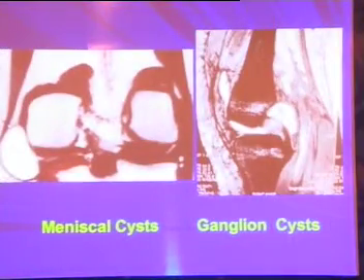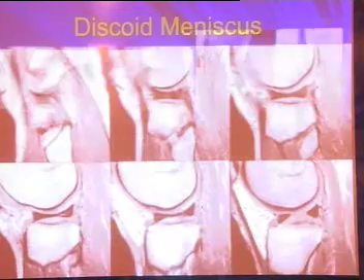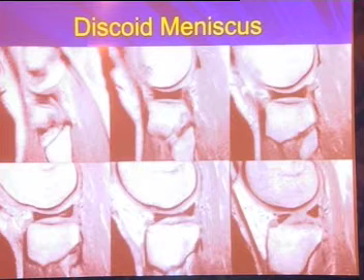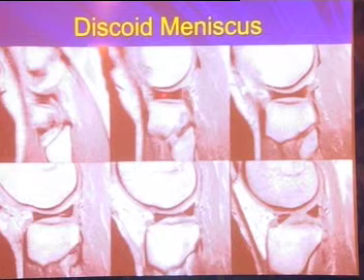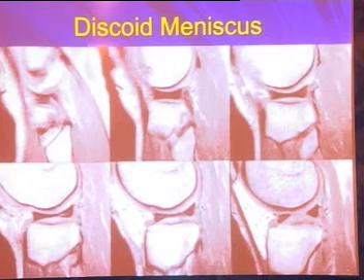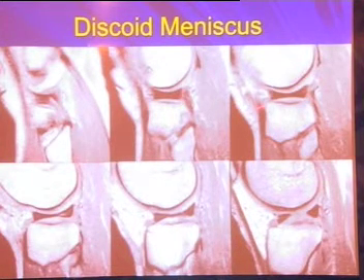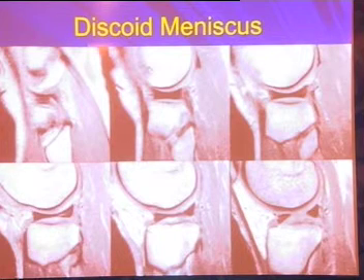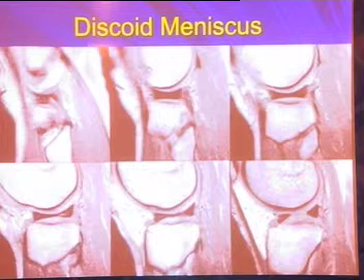Other things which you can see are meniscal cysts. They are quite evident, or many a time you see a ganglion cyst in relation to the ACL, or mucoid degeneration of the ACL. Discoid meniscus shows a bow tie configuration. It has not fitted into two horns.